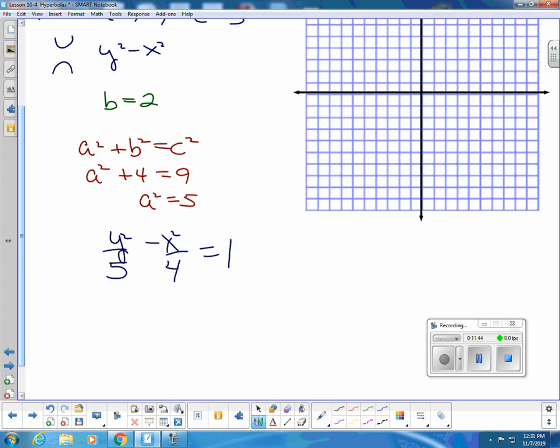If I wanted to be crazy and ask you for the asymptotes: y equals plus or minus. What would the vertical movement be? I would be going up and down the square root of 5. Can I break that down? No, just leave it like that. What's the horizontal movement? I'm going to go right and left 2. And there's nothing to subtract. The center is (0, 0). Okay?